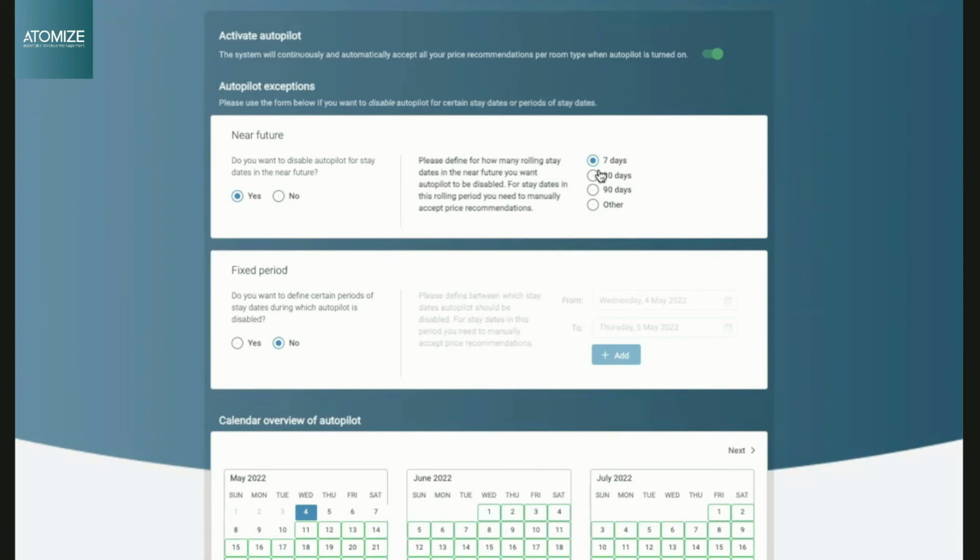As we said early on as well, the human brain can't consume what's happening 9 months out, right? So maybe you just want to focus on the next 7 days and do the price recommendations, but everything beyond 7 days into the future, you want Autopilot. We have that ability as well to schedule it.